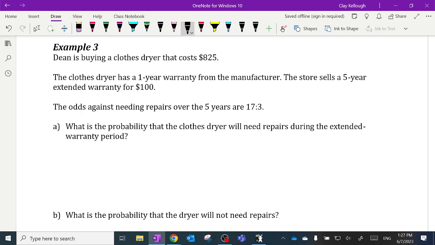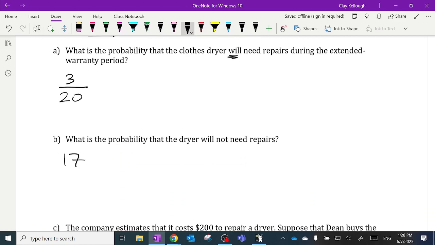So here's something like that. The odds against needing repairs over the next 5 years are 17 to 3. Remember, this is odds against. So what's the probability that the clothes dryer will need repairs? Well, there's 17 times when it didn't need repairs. There's 3 times when it did. So that's 3 out of how many? 20. Right. Don't forget that there's 20 total things that can happen. 17 times you don't need repairs, 3 times you do. Altogether, 20 situations. So 3 out of 20 is the right answer for that. So the probability that the dryer will not need repairs is the opposite, 17 out of 20.